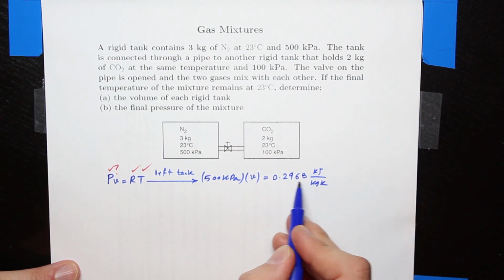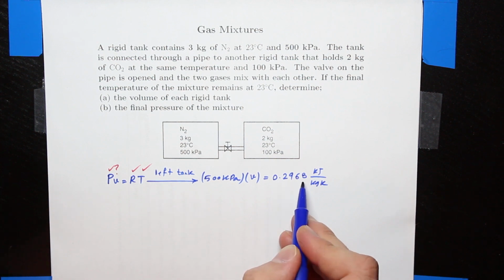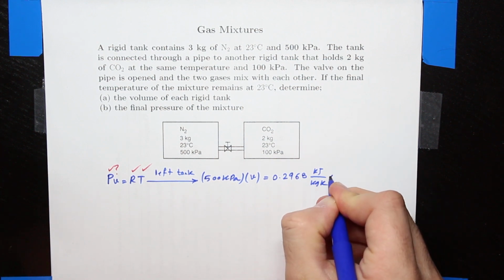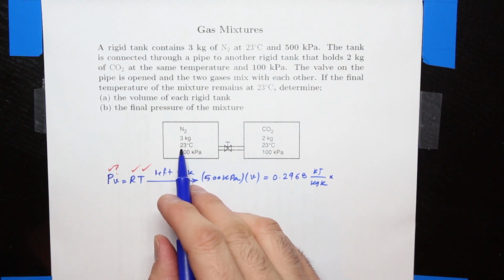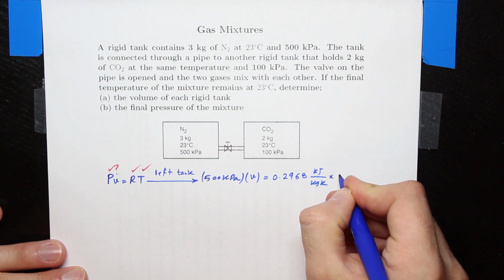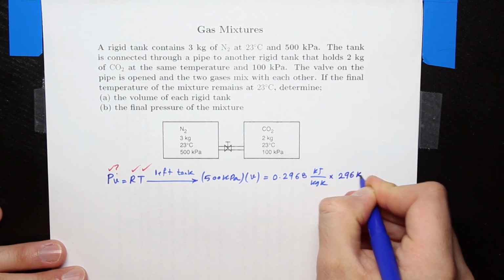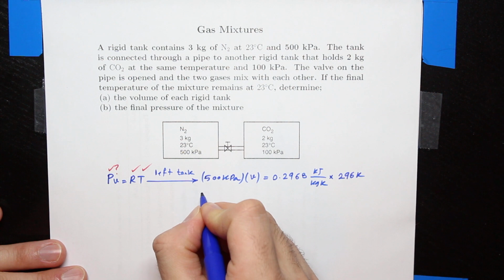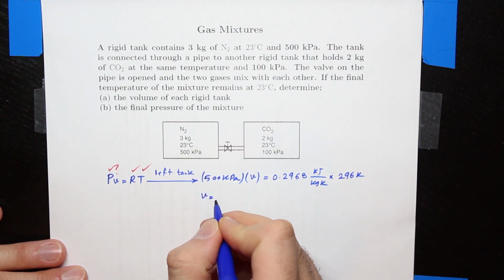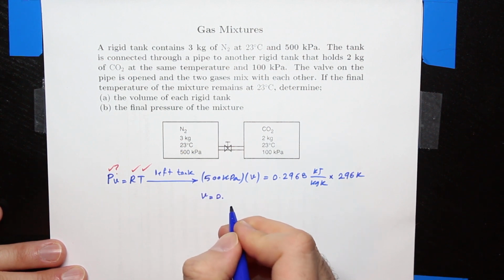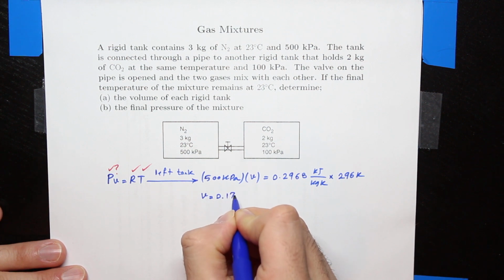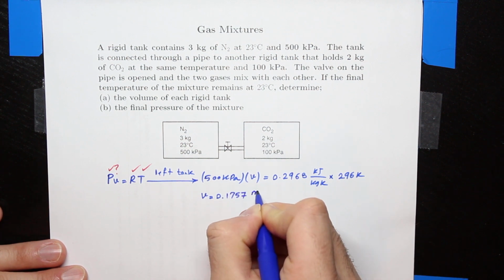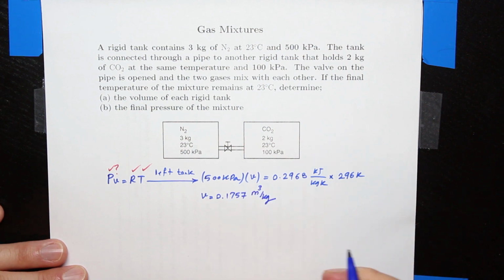So this is the R for nitrogen and comes from table A1, multiplied by T1, which is 23 degrees C. But just be careful with the units. You need to convert that into Kelvin, to 296 Kelvin. So if you do the math, you will get the specific volume for the left tank, which is 0.1757 meter cube per kilogram.